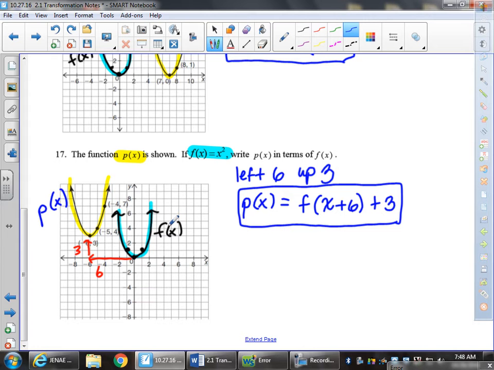Comfort level 1 to 4. 1 being, oh my gosh, 4 being confident. Where are we right now? 3.5. 3.5? I'll take 3.5. Very good. Let's keep practicing.